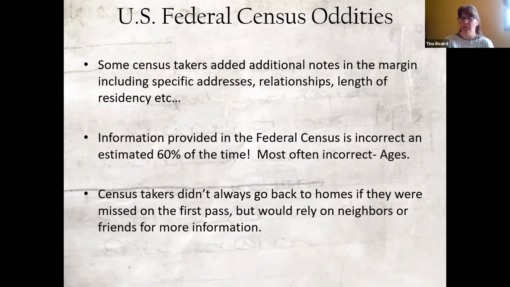Sometimes they'll take the relationships one step farther, so instead of just saying in-law, sometimes they'll give you a little additional information, or if they're a farmhand, they might provide a little bit of extra information about what they're doing for the family. Instead of just saying farmhand, they might say horseshoer or something. Sometimes they would write in the margin length of residency, like just moved in, or been here 5 years. So it just depends. Sometimes you can get lucky enough for that extra information to be provided. Believe it or not, up to 60% of the time, information on federal census is incorrect.